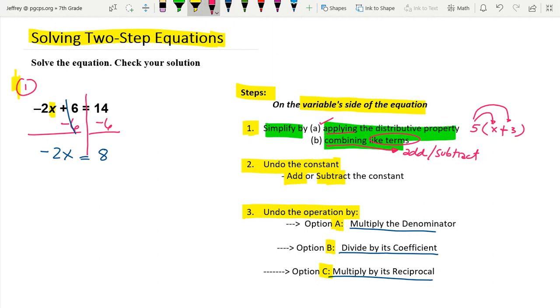Now, next step is to choose one of these three options. Our goal is to isolate the variable. So that means we need to do what? We divide by the coefficient, because this is a multiplication problem. It's negative 2 times x. So we need to do the opposite. We're dividing by negative 2, which is the coefficient. Whatever you do on one side, you do on the other. Now, this simplifies to just 1x or x. And 8 divided by negative 2 will give you negative 4. So this will be your answer.